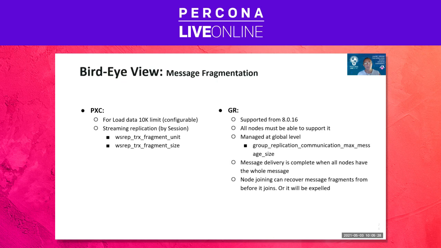the message fragmentation has been implemented. For PXC, we have two solutions. One is specifically for data load, so for loading data into whatever. It has a configurable variable, and it comes with 10,000 rows per chunk. If the data load exceeds that, the node will create chunks, and in the meantime will answer the cluster, first chunk, second chunk, I'm here, I'm good.